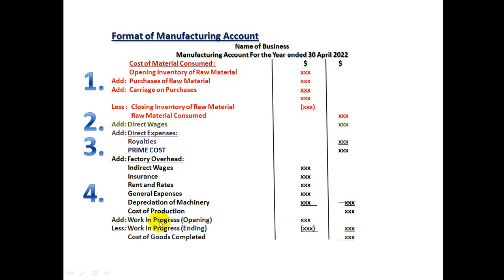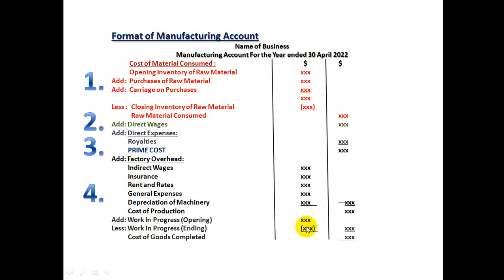Work in progress means these are the goods which are half done or partially made. They are not completed, so they cannot be called finished goods, and because they are not undone, they cannot be called raw material. So those goods which are partially completed, where some part is completed and some part is incomplete, will be known as work in progress. So opening work in progress will be added to this amount, and ending work in progress will be subtracted from cost of production.